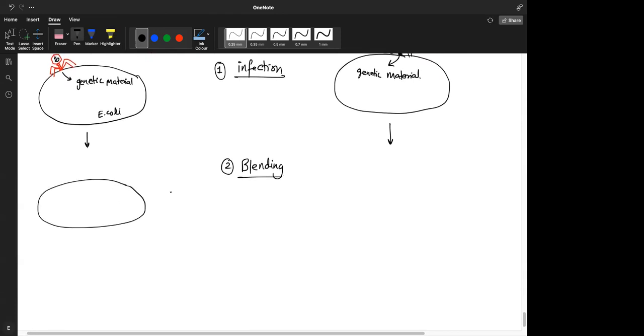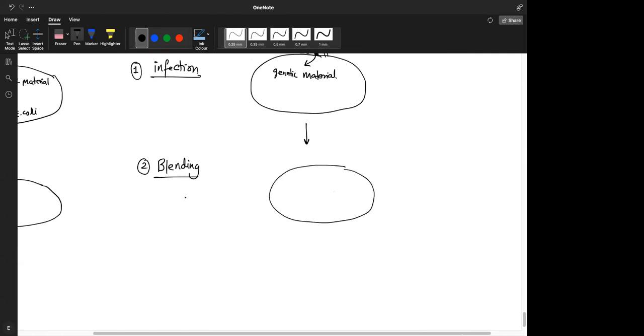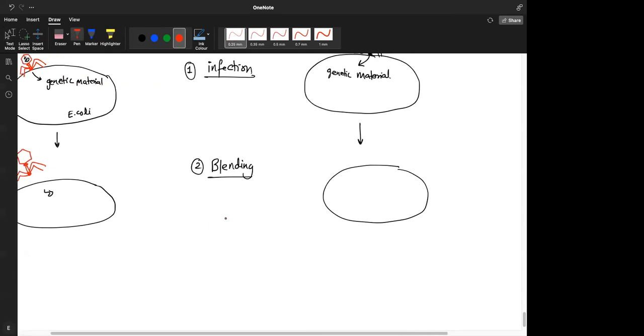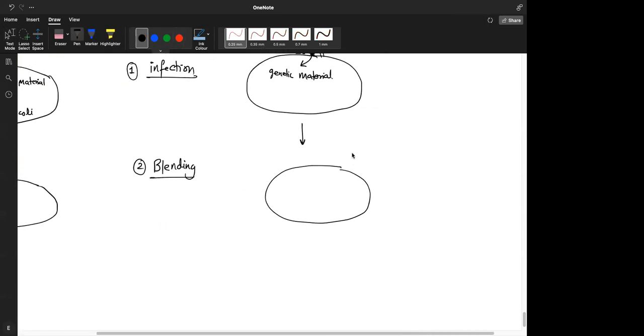So what happens in blending is, now the DNA will be inside, and this protein coat, the empty protein coat without the genetic material inside, will be removed from the surface. In this case also, this is removed from the surface upon blending, and the genetic material is inside, right?